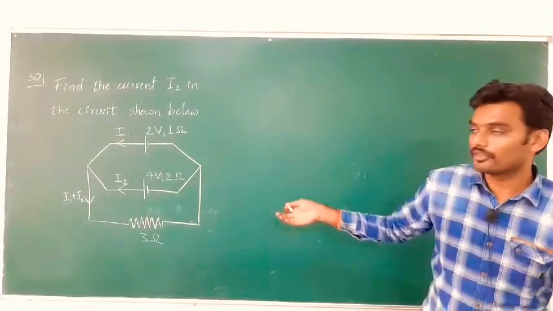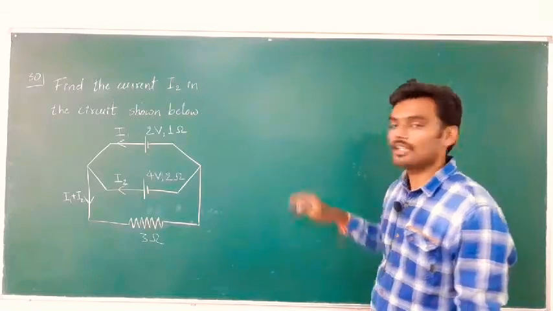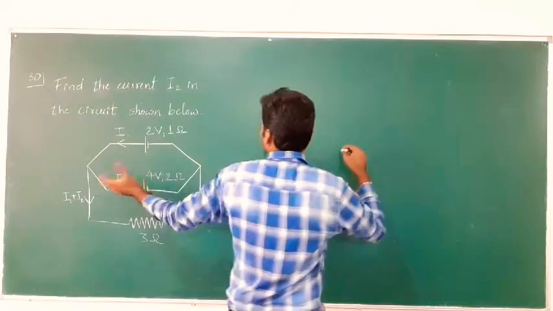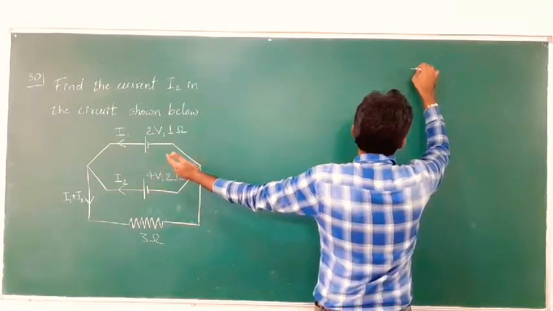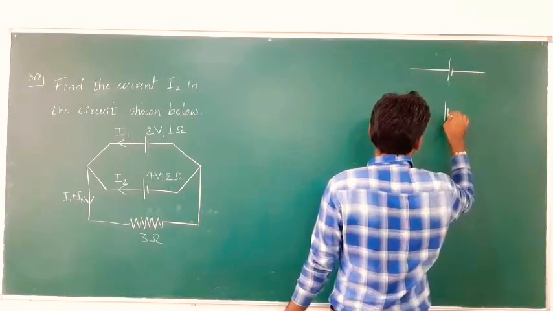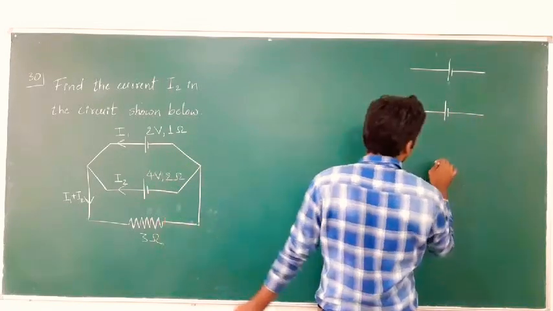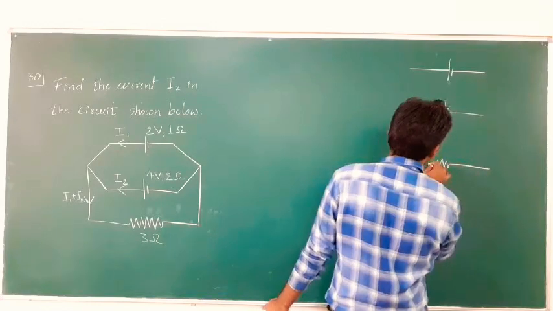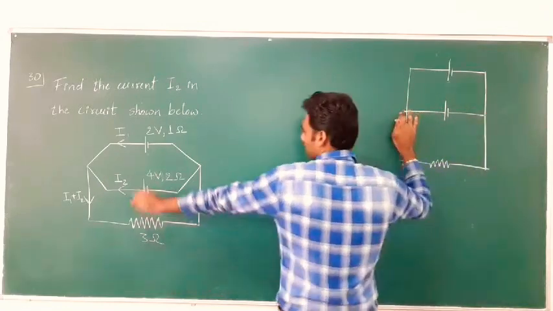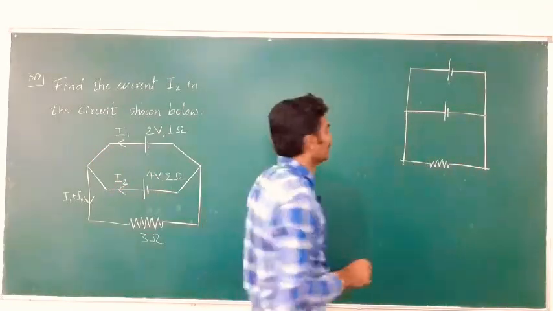Before I apply KVL to this circuit, let me redraw the circuit in such a way that it becomes convenient for us to apply KVL. I'll put the first cell here and then the second cell here, which is actually the combination in parallel with the external resistance. Okay, the same circuit. This is the common point which I have split to look like this. Both of them are the same circuits.